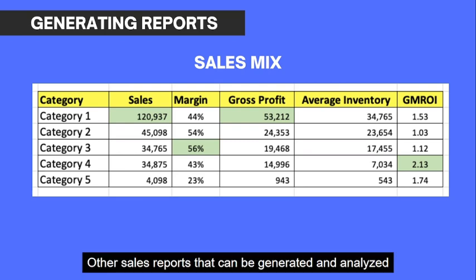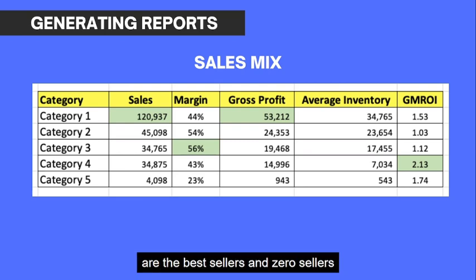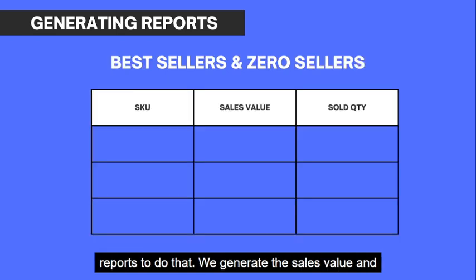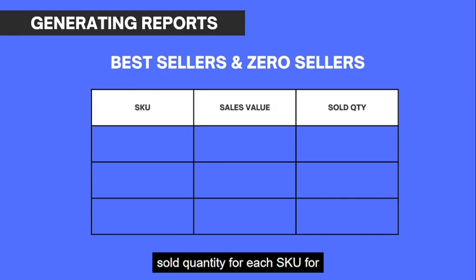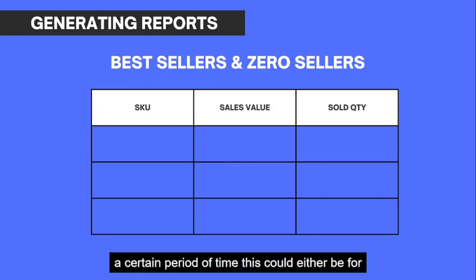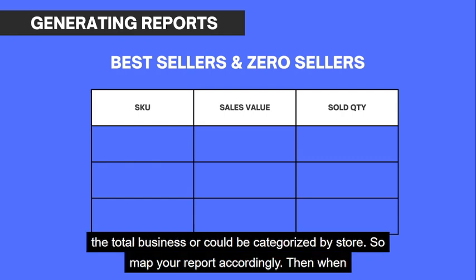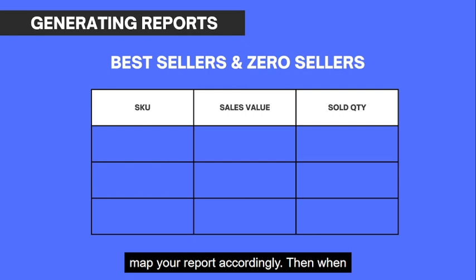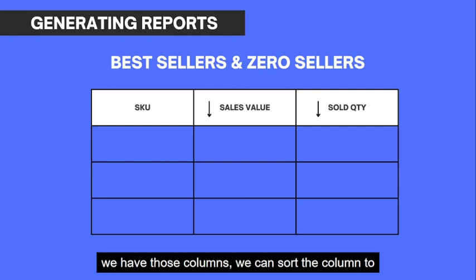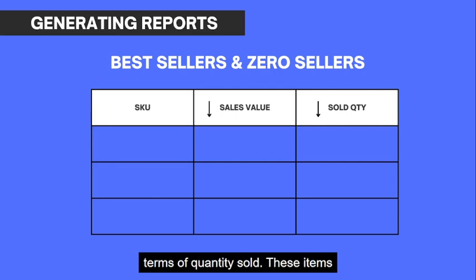Other sales reports that can be generated and analyzed are the best sellers and zero sellers reports. To do that, we generate the sales value and sold quantity for each SKU for a certain period of time. This could either be for the total business or could be categorized by store. So map your report accordingly. Then when we have those columns, we can sort the column to show the highest sales in terms of value or in terms of quantity sold. These items will be the best sellers. For example, top 10 SKUs or top 10 in each category.